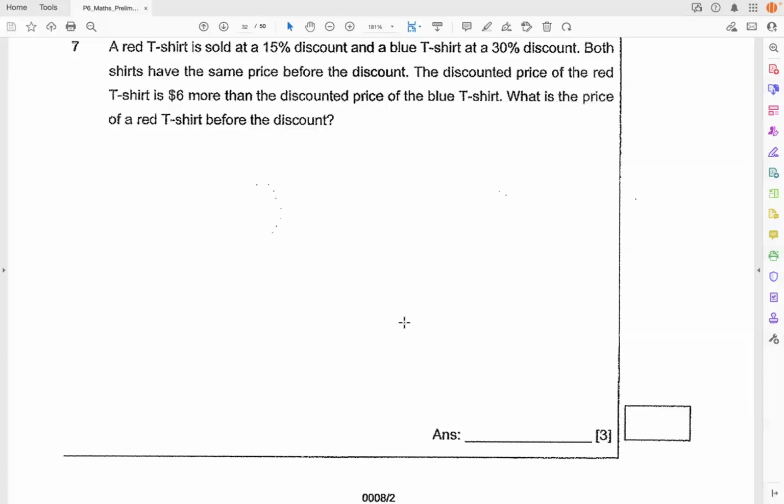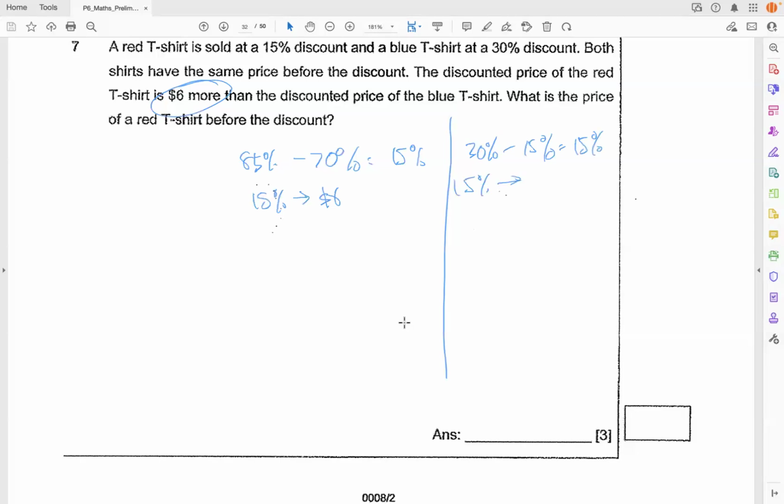So the discounted price difference is how much? Say for example, red shirt after discount 85%, right? The blue shirt after discount is 70%, right? The difference is 15%, right? Therefore, 15% is equal to $6, because the discounted price is $6 more. Alternatively, you can do 30% minus 15% is equal to 15%. Then 15% is $6.